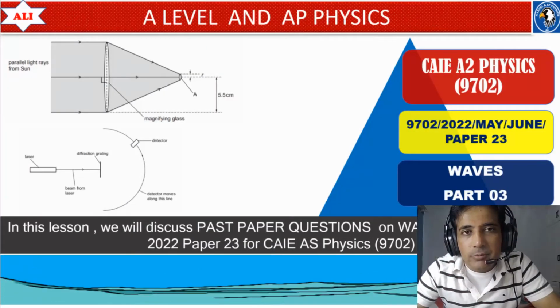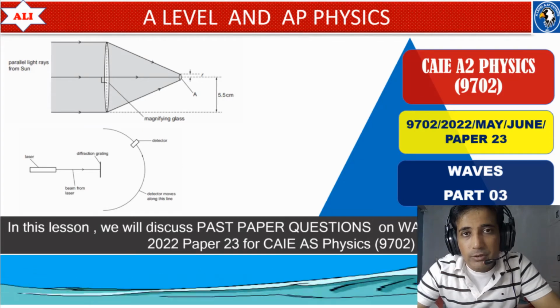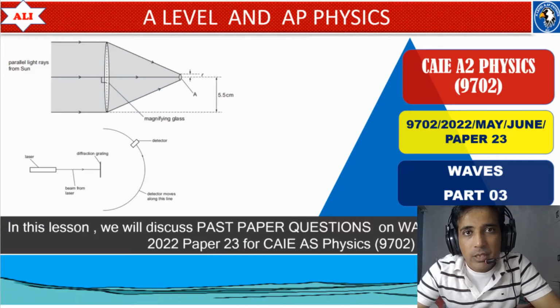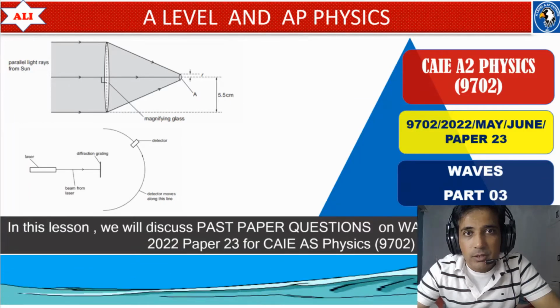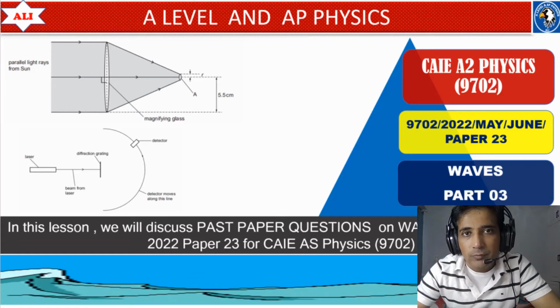In today's class, we will discuss past paper questions on waves from May-June 2022, paper 2. In this class, we will discuss waves, intensity, and Young's double-slit experiment. We will discuss these concepts in detail by solving past paper questions. So watch the video carefully and try to improve your conceptual understanding of these concepts.